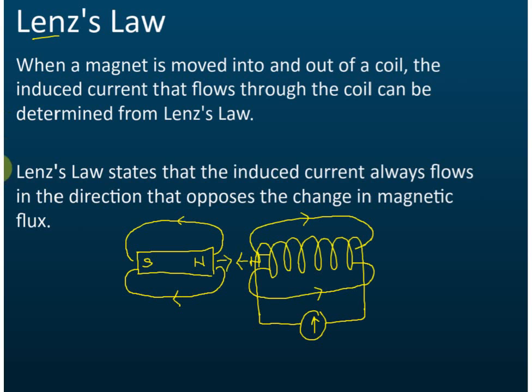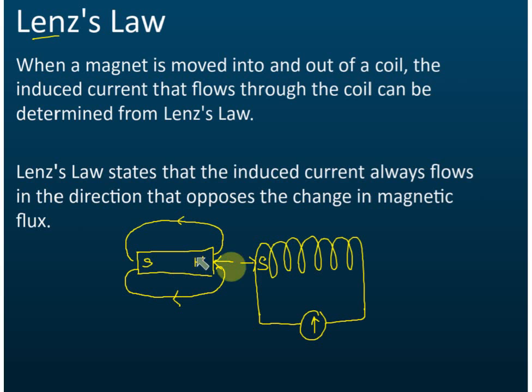Then how about if you pull it out? If you pull it out, what happens? If you pull the North Pole out, then this end here also wants to oppose. How to oppose? It will become the South Pole. And we know that North Pole and South Pole will attract or repel? It will attract, right? Yes, that's correct. So the solenoid will produce a South Pole here to attract this bar magnet, so that it is not allowed to come out. Or it tries to oppose.